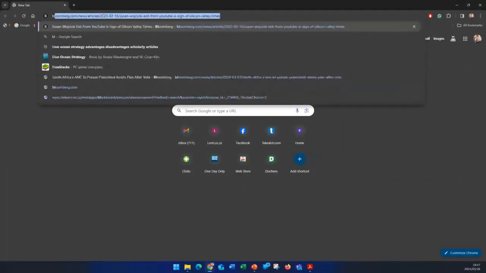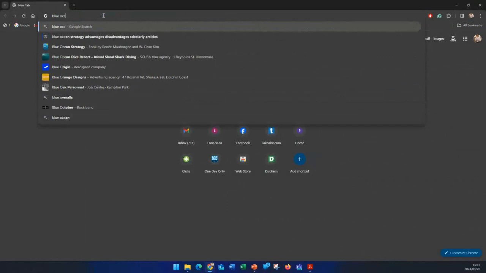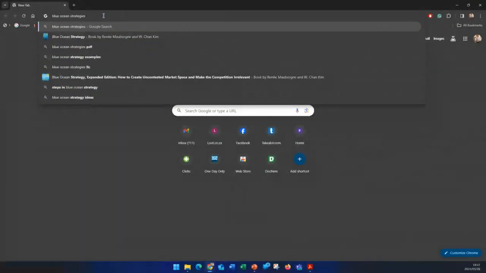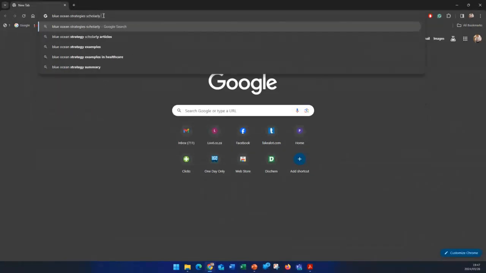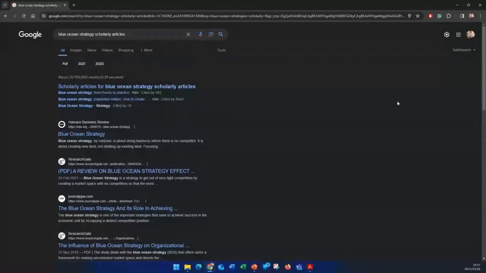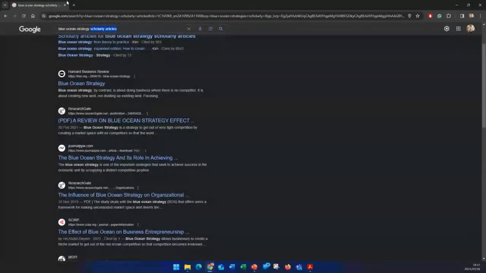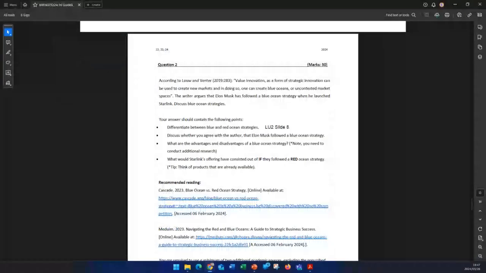So blue ocean strategies, and then just type in scholarly articles. You should find quite a bit there, guys. So remember, in future, for anything you do, just type in scholarly articles. Yeah, absolutely, and EBSCOhost as well. Thanks, Steph. There are some good ones here, guys.